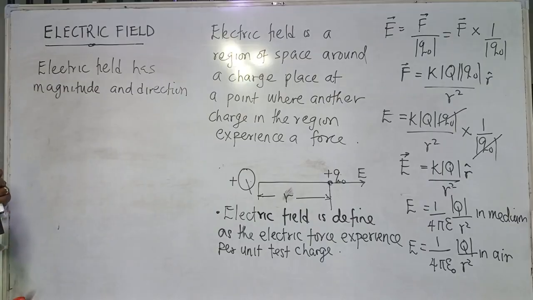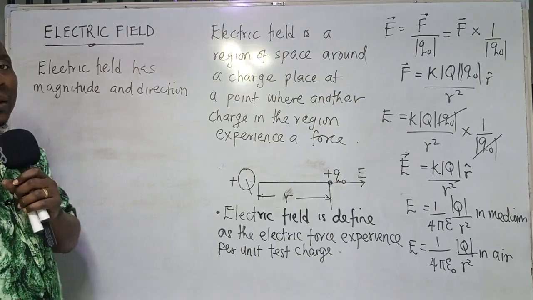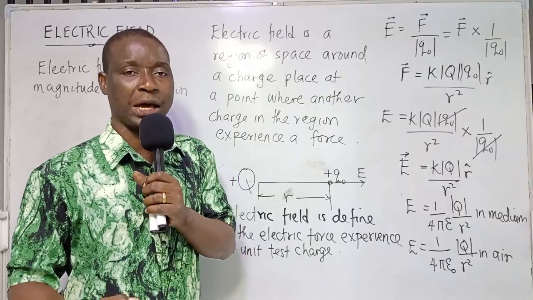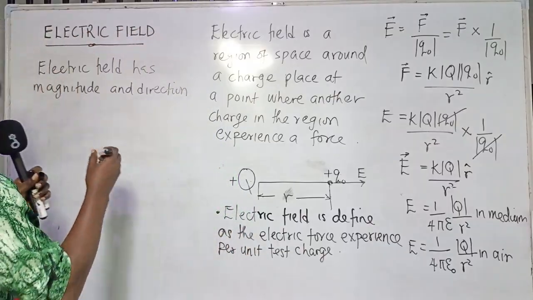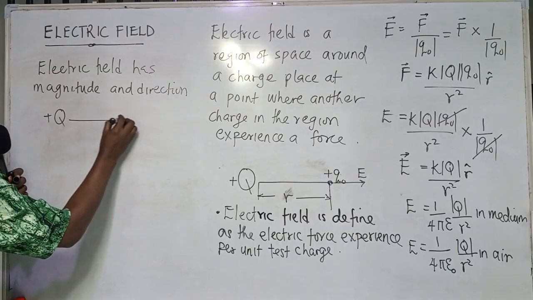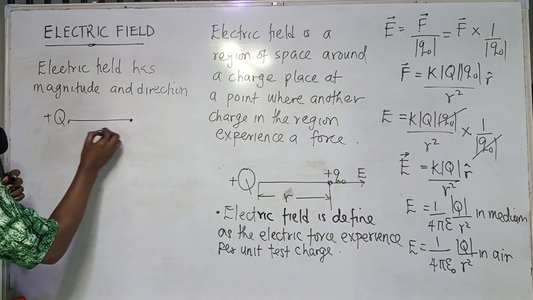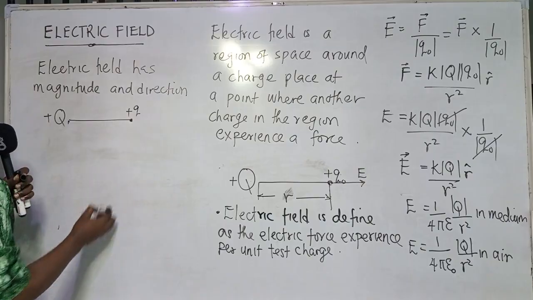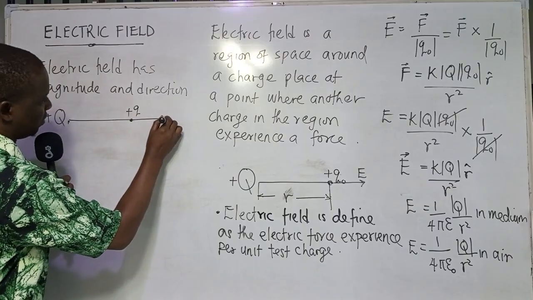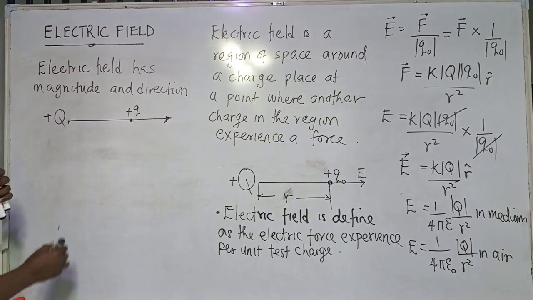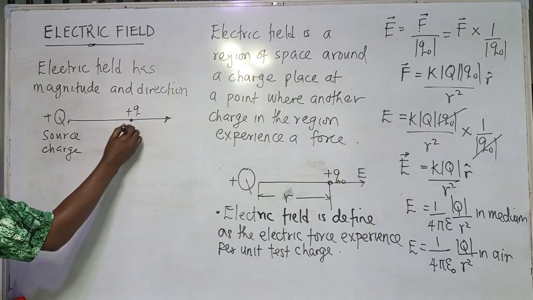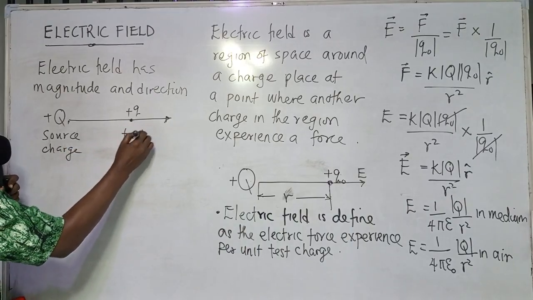First of all, the direction of an electric field depends on the polarity. So the polarity is what decides the direction. Now, if you have a positive reference charge or source charge, and you place a test charge closer to it, what will happen is that the positive test charge will move away from the positive source charge. This is the source charge. Let's say this is the test charge.